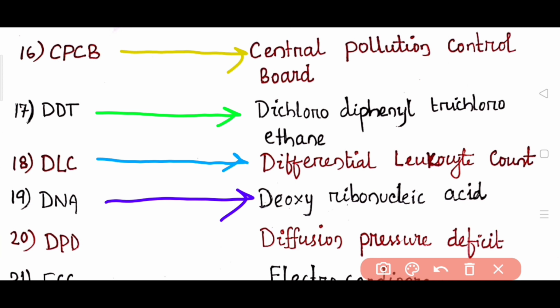Then DPD. The full form of DPD is diffusion pressure deficit. This term was coined by B.S. Mayer. It denotes the potential ability of the molecules or ions of any substance to diffuse from an area of their higher concentration to the area of their lower concentration.